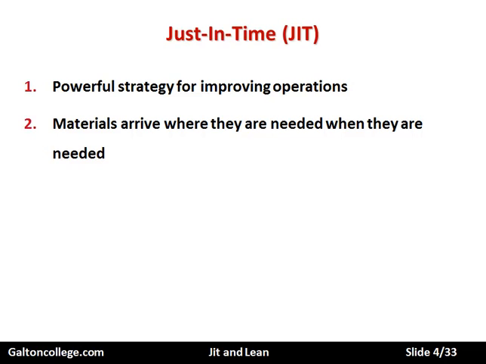Materials arrive where they are needed, when they are needed. So the materials only arrive where they're needed and when they're needed. So there's no wastage here. This is peak efficiency. The materials arrive to the machine for processing when they're needed, and they're at the right machine ready to be processed.